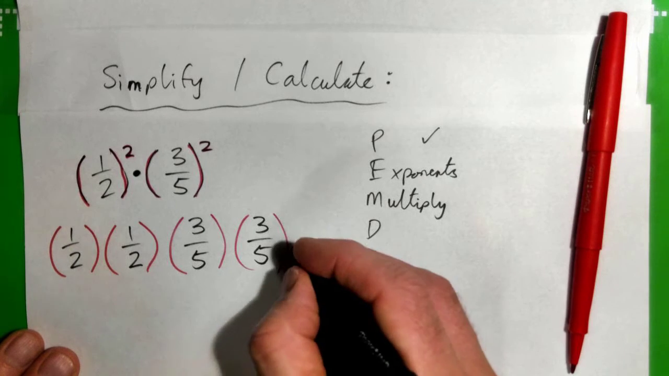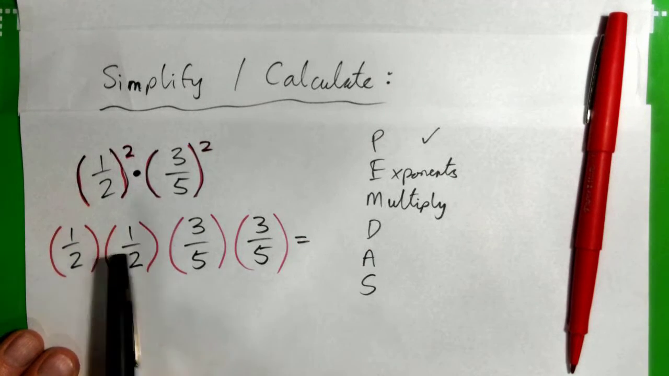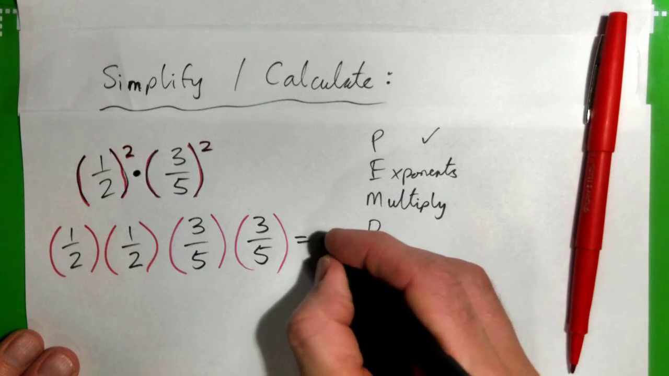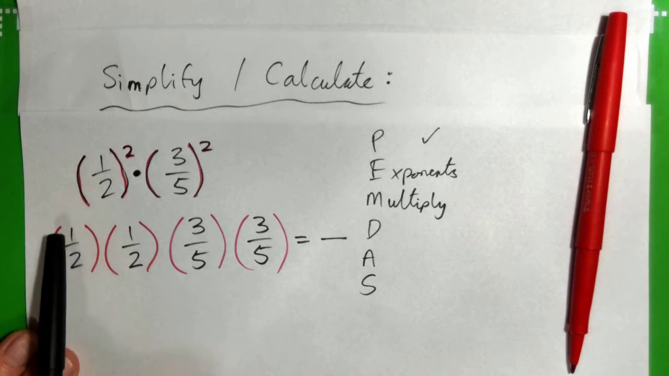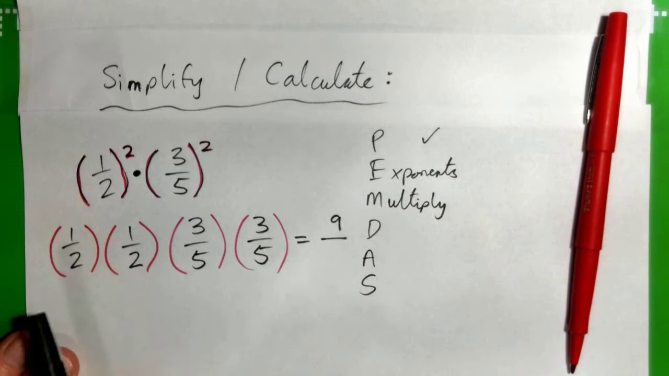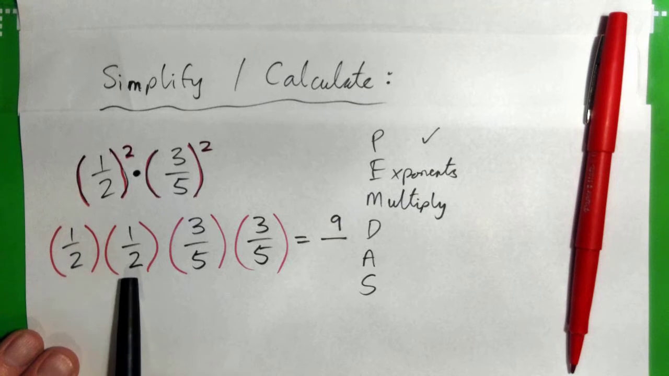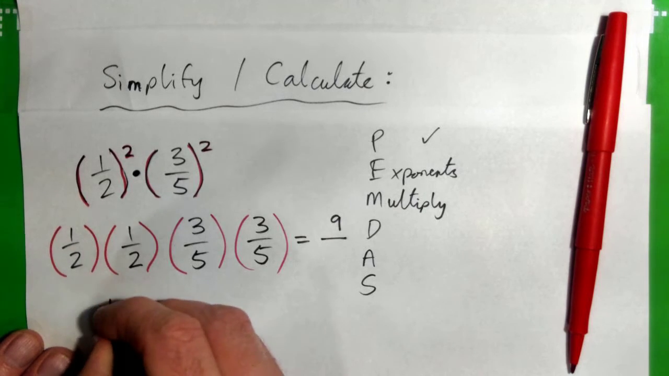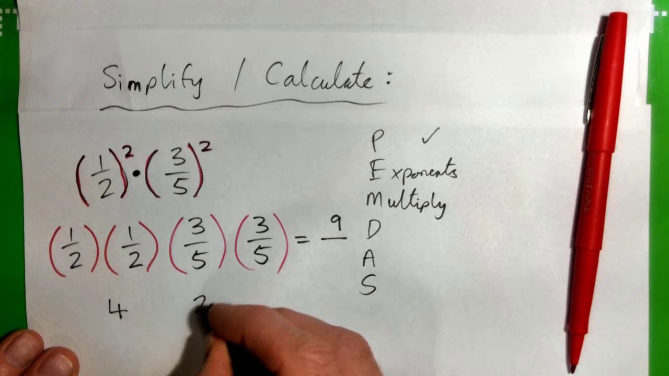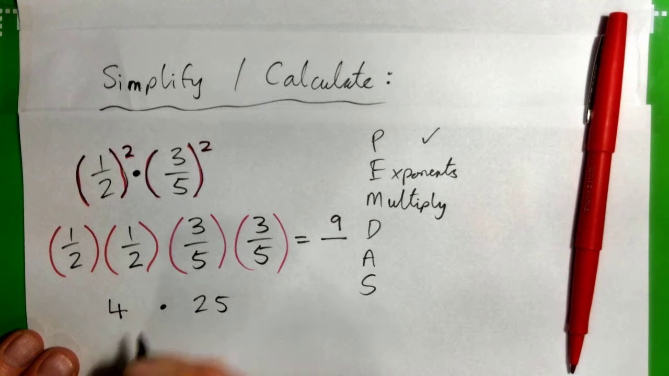So all that's left to be done now is to multiply the tops, then multiply the bottoms, and get your answer. If you multiply 1 times 1 times 3 times 3, that gives 9. On the bottom, 2 times 2 is 4, and what's 5 times 5? 25. So now we have on the bottom 4 times 25.